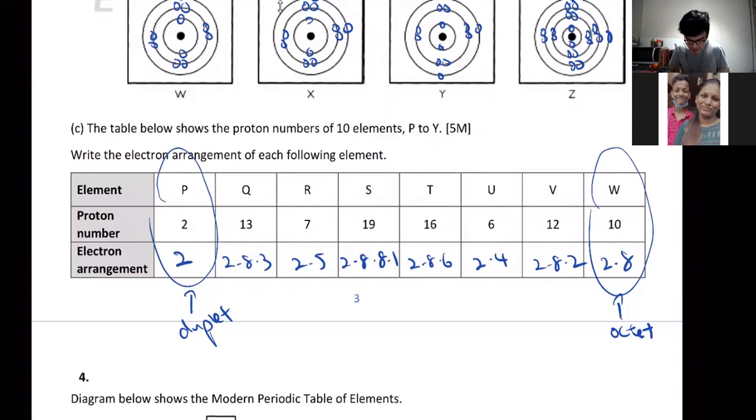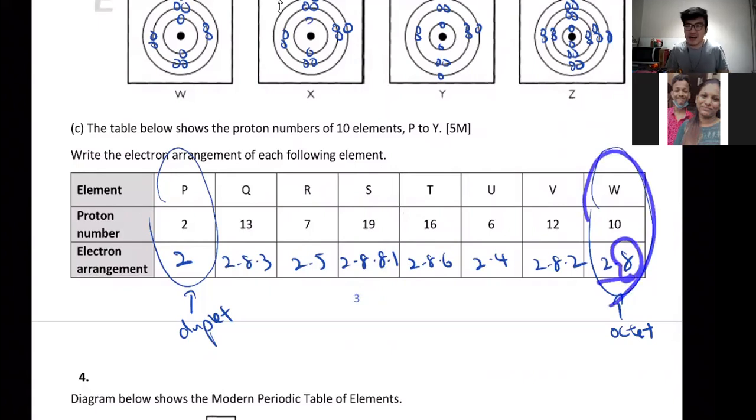In this case, you see, this guy is even crazier. You see, 2.8.8.1. Oh my God, I have 1 extra at the outermost. I really want to throw this thing away. So you will try your best to throw this thing away. That's why this element is very reactive. Okay, very reactive. Whereas this guy, you see, 2.8.